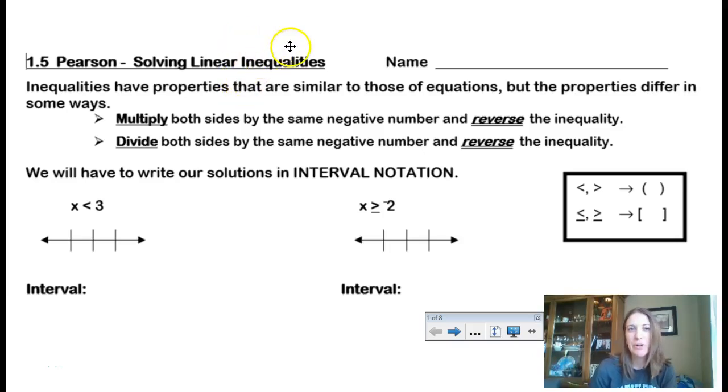Hi, so today we're going to talk about solving linear inequalities, and we're going to not only solve the inequalities, we're going to graph them and also write their solutions in interval notation. So, a couple rules we have to remember about solving linear inequalities.